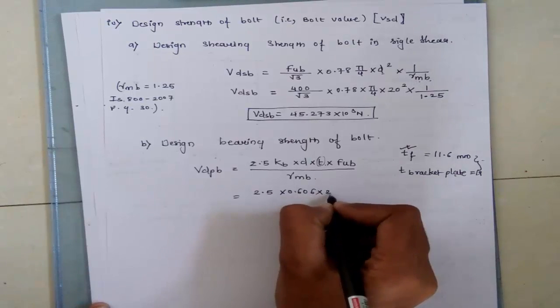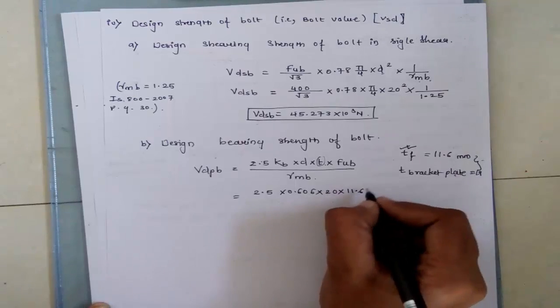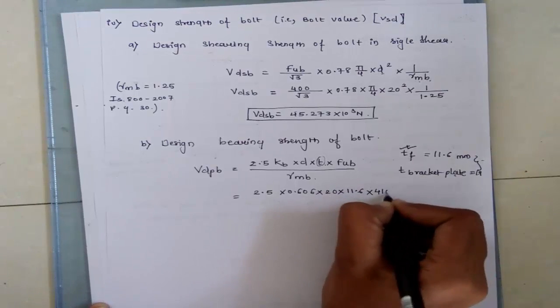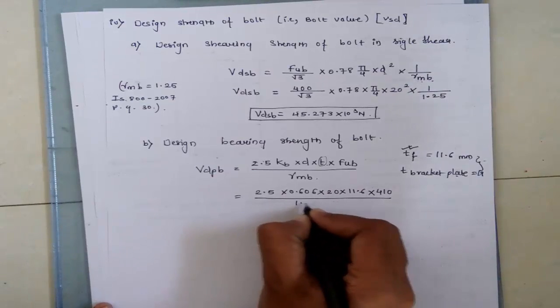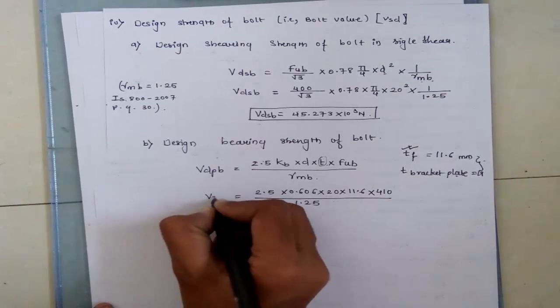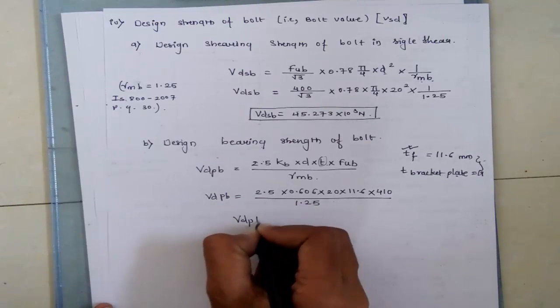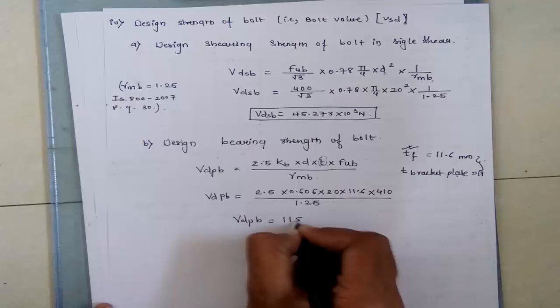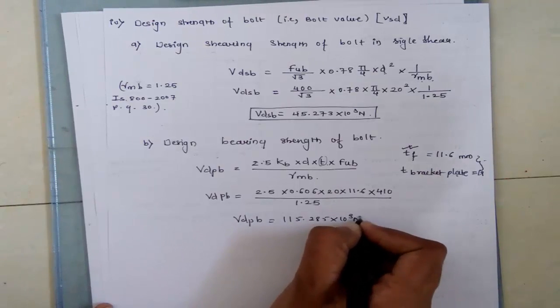So we have to put 2.5 into 0.606 into d, which is 20, into the thickness of the flange, 11.6, into 410 upon 1.25. After calculation we get the value, that is VDPB equals 115.285 into 10 to the power 3 Newton.